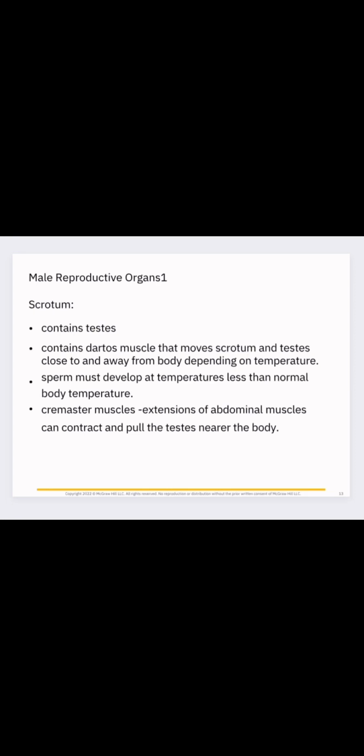Male reproductive organs. The scrotum contains the testes, and contains the dartos muscle that moves the scrotum and testes close to and away from the body, depending on temperature. Sperm must develop at temperatures less than normal body temperature. Cremaster muscles, an extension of abdominal muscles, can contract and pull the testes nearer the body.